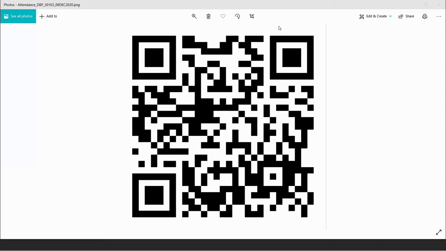Good morning. Dah scan ke QR code? Dah, doktor. Okey.